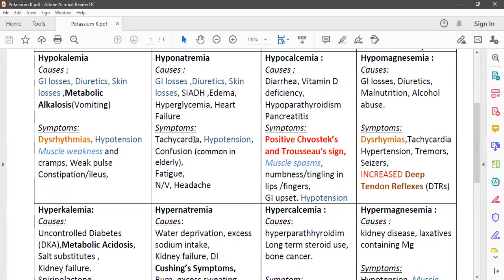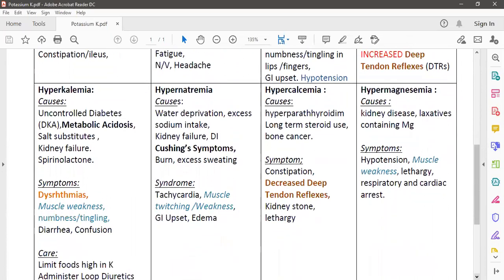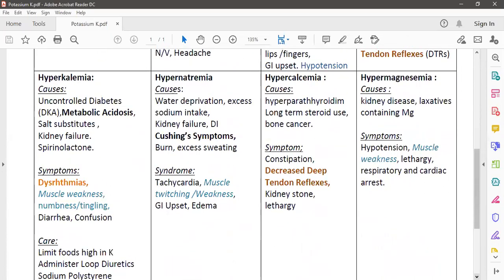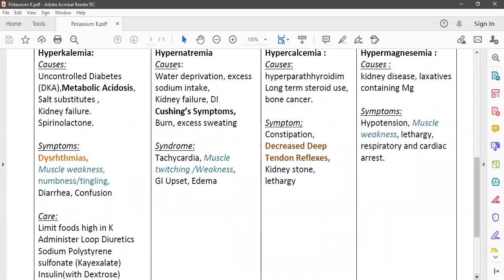Also, limit the water intake as indicated. What next? Next is hypernatremia. If the sodium level is more than 145 milliequivalent per liter, we say the patient develops hypernatremia.